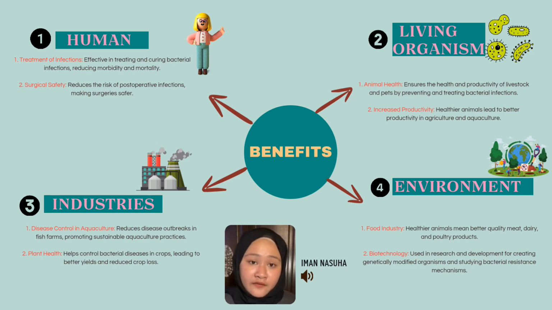Third is benefit to industry. This control in aquaculture reduces disease outbreaks in fish farms, promoting sustainable aquaculture practices. Third is plant health. It helps control bacterial disease in crops, leading to better yields and reduced crop loss.